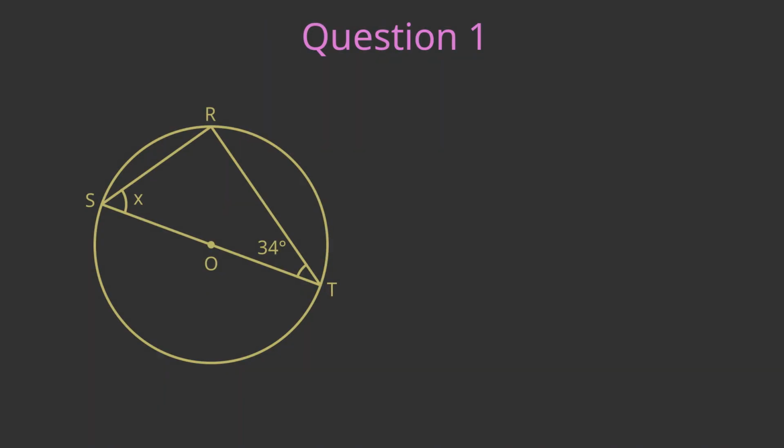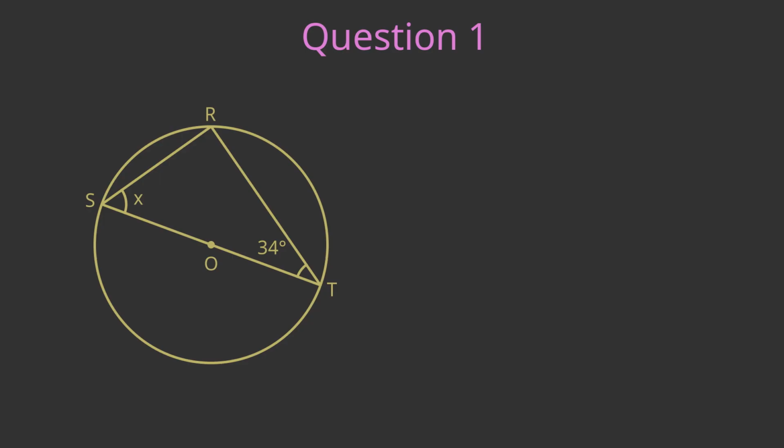Here is the first question. The line ST is a diameter of the circle, and R is a point on the circumference. The angle RTS is 34 degrees. We have to find the angle X. How do we tackle this?